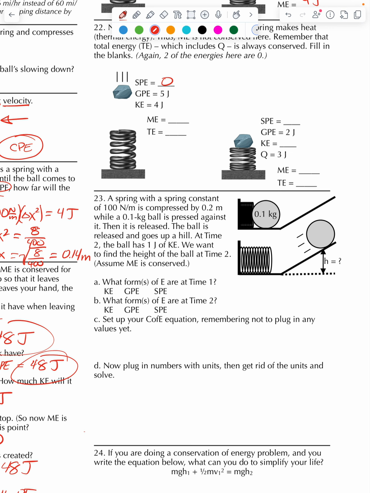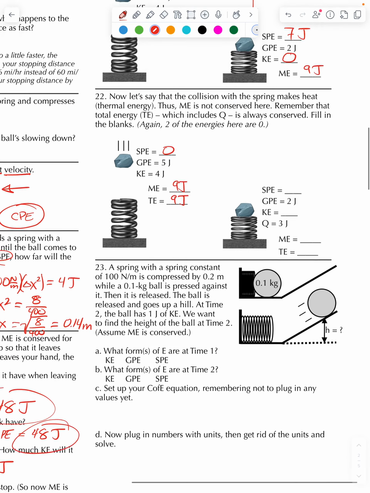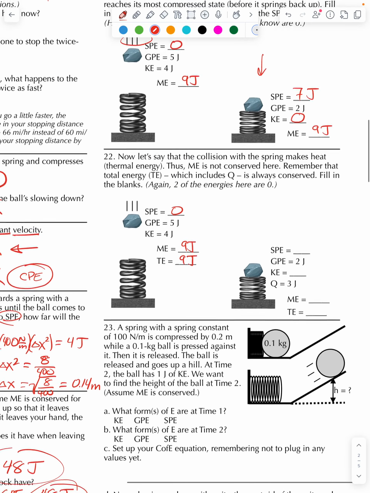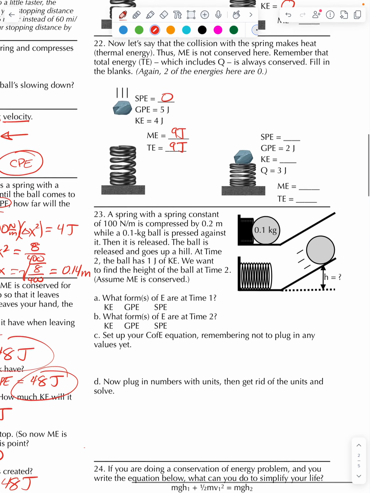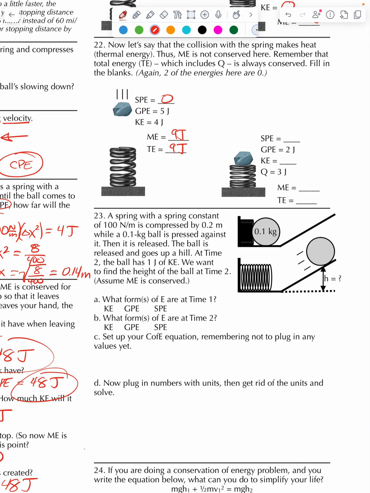So what is the mechanical energy? It's 9 joules. Now, has any heat been created yet? No, it's not until we get to collision. So what's the total energy here at time 1? 9 joules. Okay. So nothing's different than the first one because even though I'm saying heat will be generated when the rock slams into the spring, it hasn't happened yet. So I still have 9 joules of mechanical energy and total energy. Those aren't separate energies. It's just that the total energy is the same as the mechanical energy here.